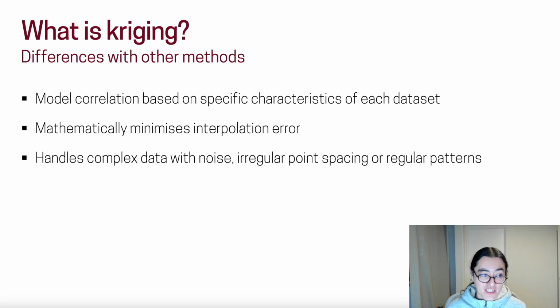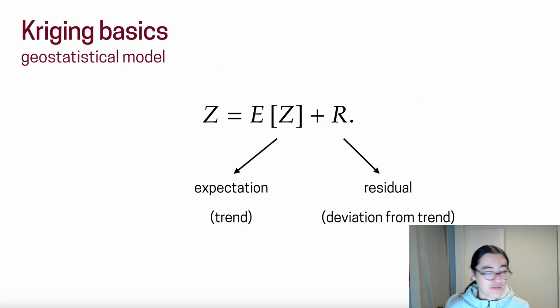You can have noise, which is handled using the nugget effect that you saw. It can handle irregular point spacing because you can really figure out what is the spatial correlation for points at different distances. And it can handle also regular patterns well, because whenever you set up something like a threshold for the maximum distance, you end up with artifacts using other methods. So that makes kriging a little bit special and distinguishes it from some of the other methods that you have seen in this course.